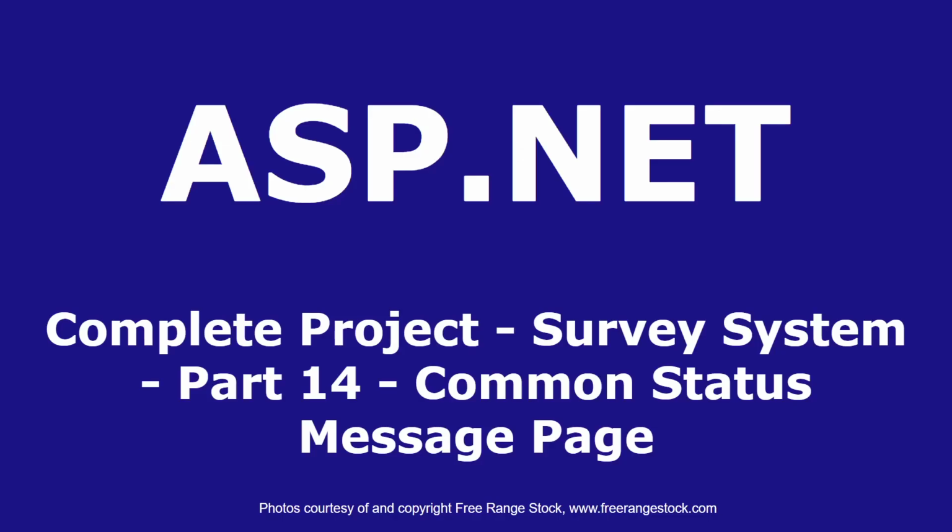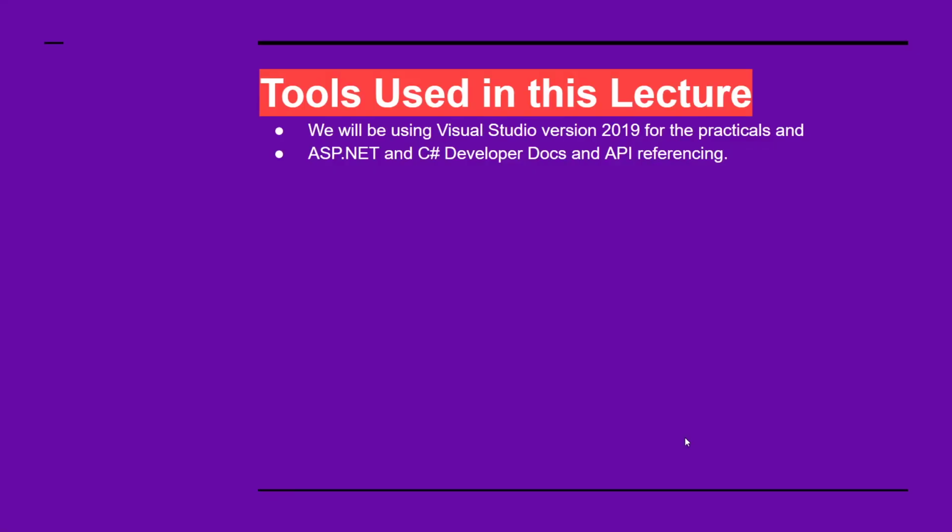Hi everyone, welcome to ASP.NET Complete Project Survey System Part 14, Common Status Message Page. This is a continuation of a complete project, and we are developing it according to industrial standards. So make sure to look at the entire series. So let's see what is in this lesson.